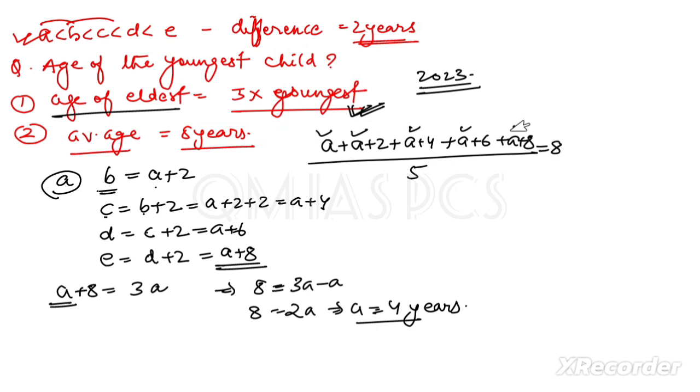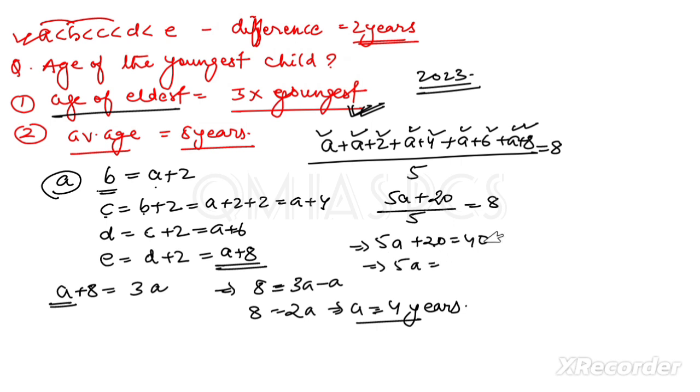So 1, 2, 3, 4, 5. So 5A plus 2 plus 8 is 10, 4 plus 6 is 10, that means this is 20, divided by 5, that is 8. So you can do cross multiplication. So 5A plus 20 is equal to 40. 5A is equal to 40 minus 20, which is 20, that means A is equal to 20 by 5, that is 4 years. So from this statement we are getting the answer, 4 years. From this statement also we are getting the answer.